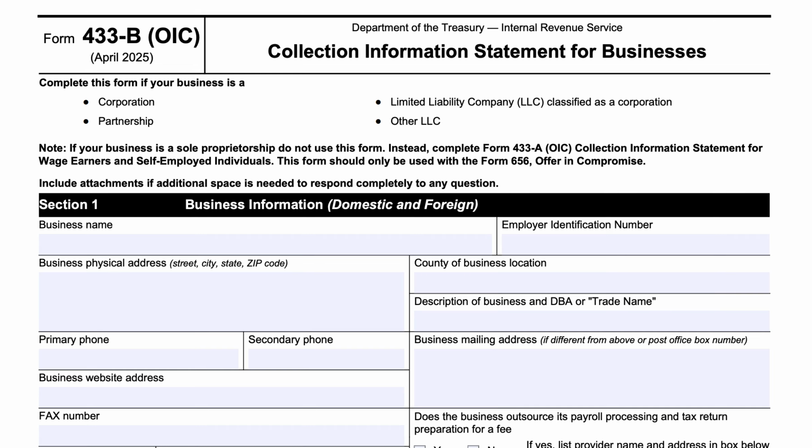IRS Form 433B. This is the collection information statement for businesses. So if you're a business that is submitting an offer in compromise to the IRS for consideration, you're going to complete IRS Form 656. That's the offer in compromise. And then the IRS requires taxpayers to submit a collection information statement.